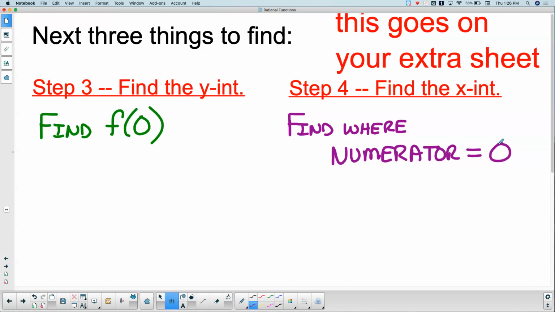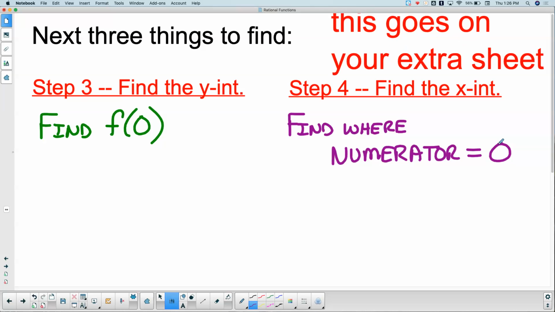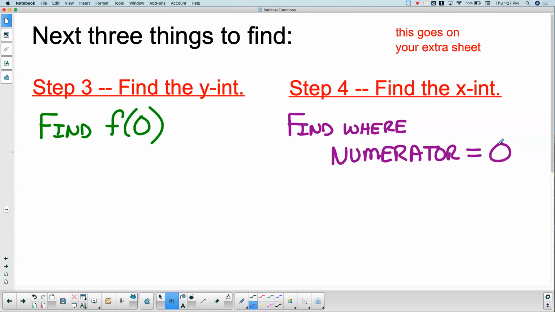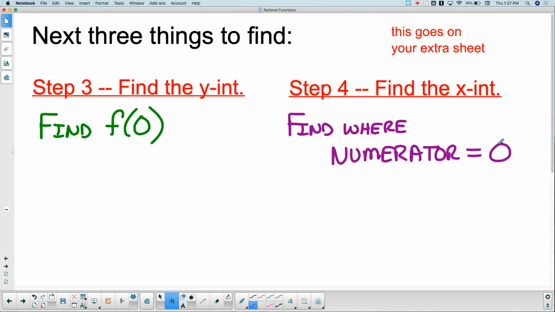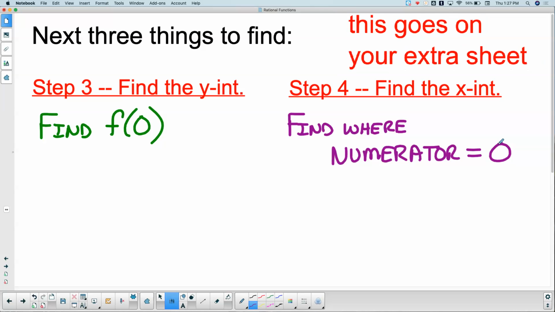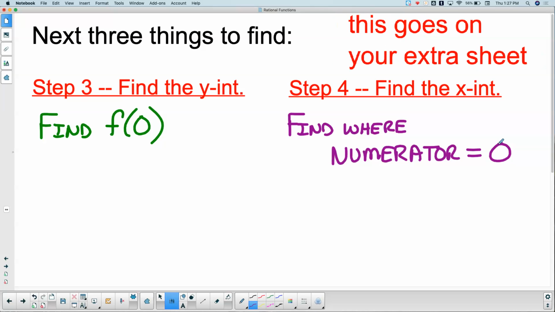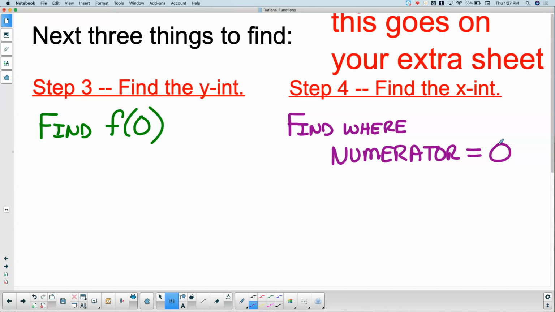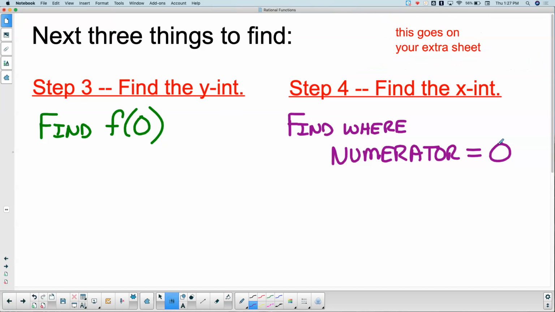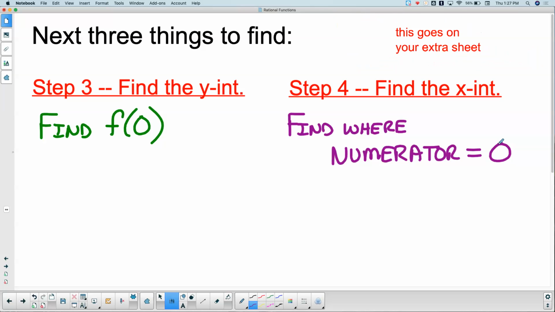How many can we have? Say it. We can have as many as we want, right? How do I know how many we have? Of what? The numerator. The degree of the numerator, because that tells me how many zeros I got to get, right? And each zero is an x-intercept. So the degree of the numerator tells me how many zeros I'm going to have. Love it. Now, both the y-intercept and the x-intercept are what?